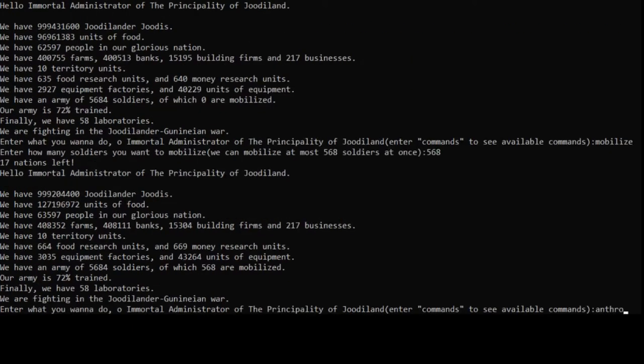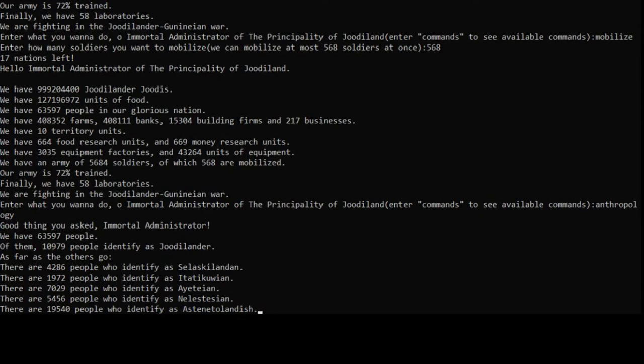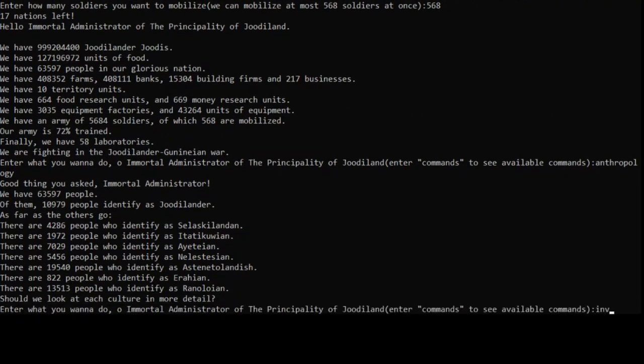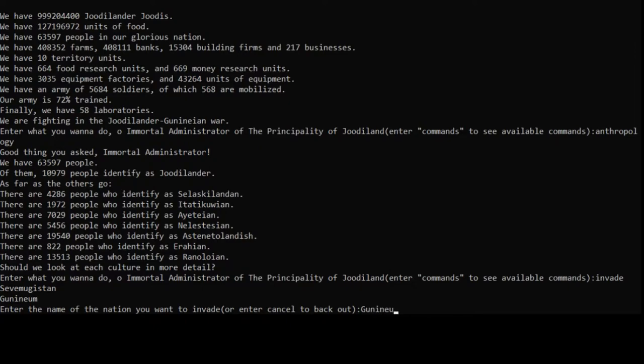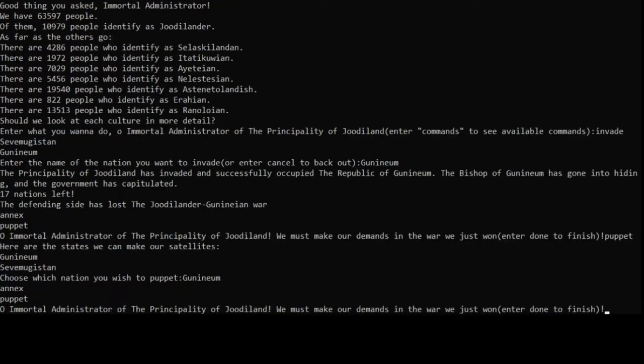I hope my culture is doing fine. Yep, Joodilanders are still going strong. They're top. Nope, the Astenetolandish ones are the top, actually. Invade. Yes! Puppet.